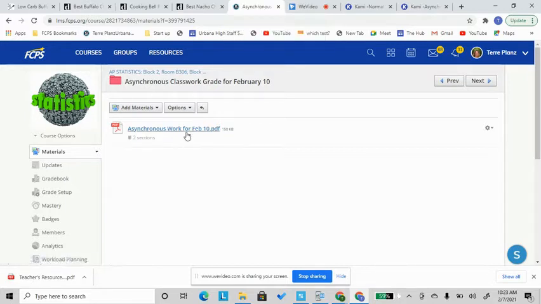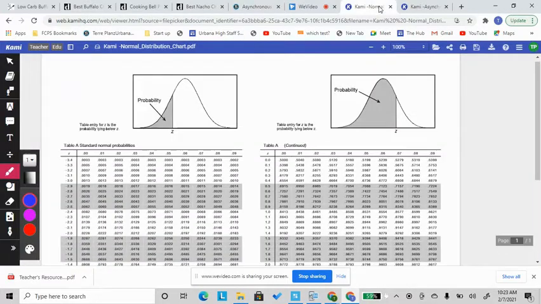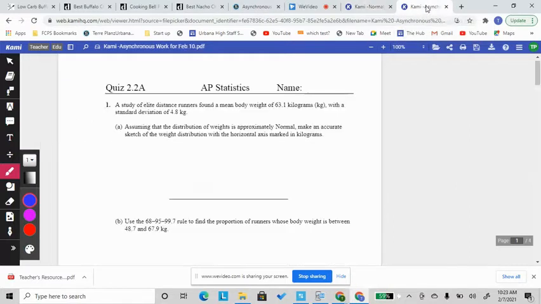Okay, so I'm going to open this up right now. And so I have that. Here's my normal distribution chart ready to go. And here is my worksheet that I'm going to do today, and also a graphing calculator.